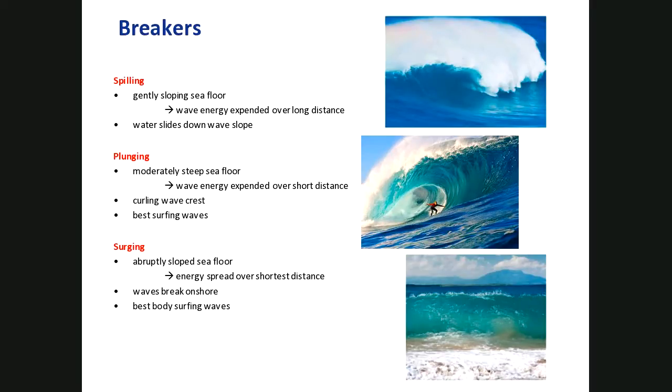Three types of breakers: spilling, plunging, and surging. Spilling breakers, that's what we see a lot more in Florida, are the big waves that come up and then the wave just kind of slides down the face of it. It's usually what we find with more gently sloping seafloors. If it's a little bit more moderately steep, then we get the plunging wave with the curl and the tube that surfers love. Right? This is a plunging wave.